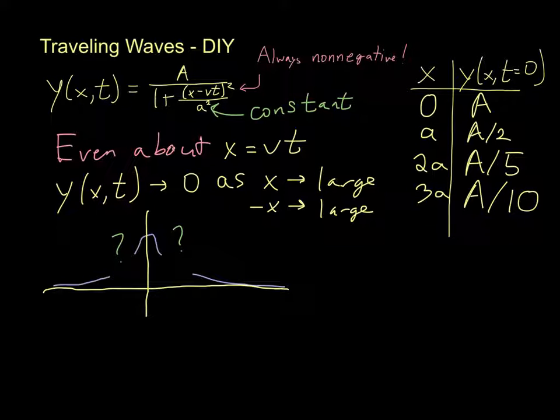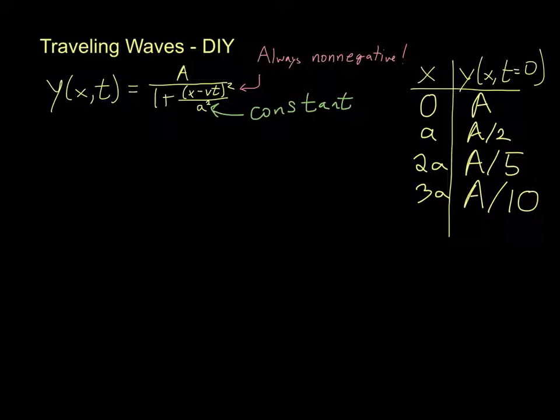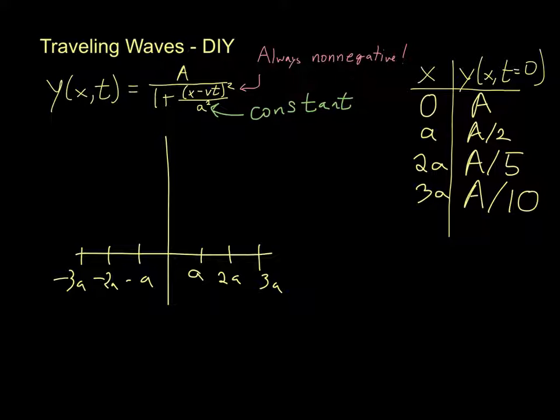Alright, so before I plot, I'm going to clean up some room so I have room for my plot. And I'm going to put on the x-axis integral values of a, so there's a, 2a, 3a, and I'll put them on the minus axis as well. And I'll put a bar that's at the amplitude a on the vertical axis, and now we're ready to plot.